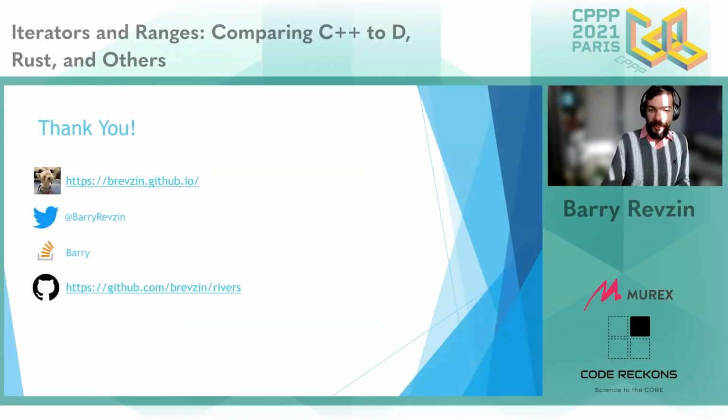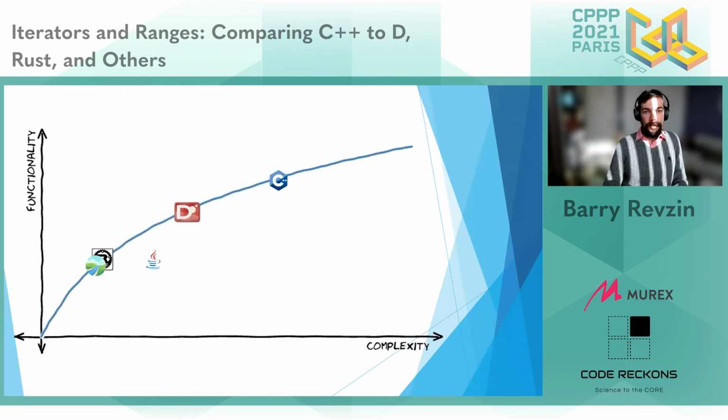All right, so there's a question. If you could travel in time, would you like C++ ranges to be different? That's a super interesting question. Earlier I put up this chart that shows that I think C++ is kind of in the right complexity-functionality space. And in a way, this isn't quite right.